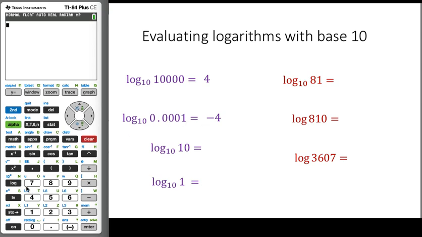Let's just check that. Log of 0.0001, close brackets, negative 4. Let's just check these two. Log base 10 of 10, you'll remember from previous slide, is 1. And log base 10 of 1 is 0. Just check that. Log of 1.